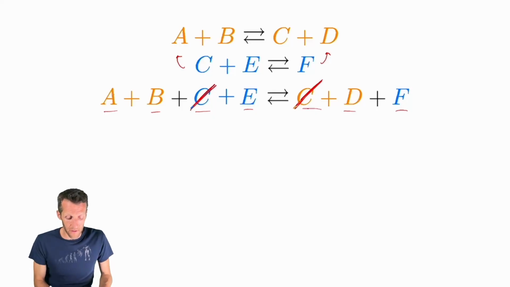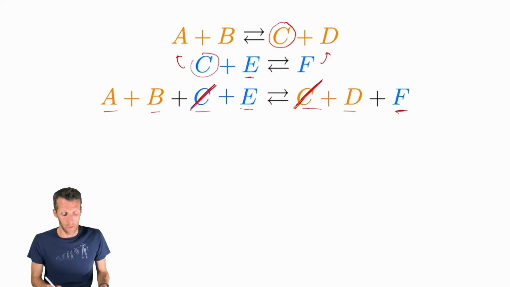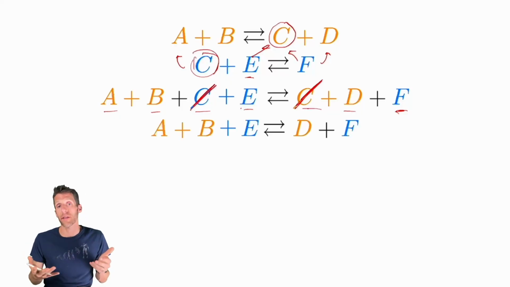And basically what I've done there is I've said I'm going to take the molecule of C that's generated here, and I'm going to combine it with a molecule of E to generate a molecule of F. So I basically took this thing and jammed it in for that C. Okay? That gives me this net reaction: A plus B plus E goes to D and F.